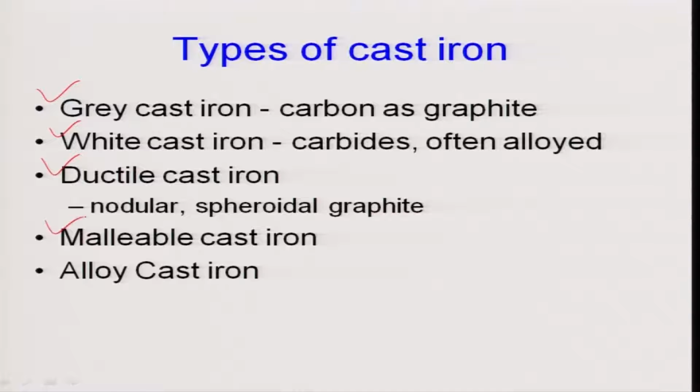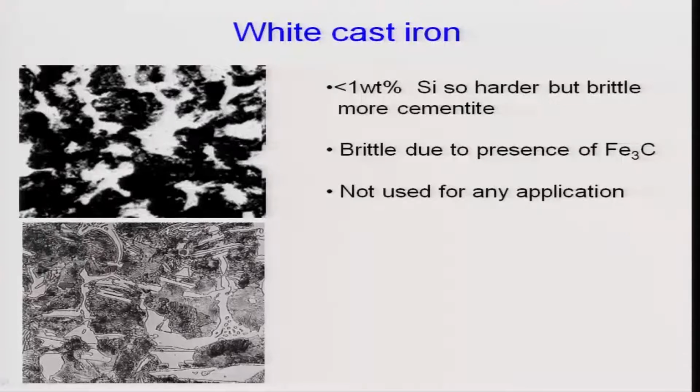The fourth one is malleable iron, malleable cast iron, which is basically a cast iron in which carbon is present as tempered graphite. And the fifth one is alloy cast iron, if you have alloying elements. Okay. So now let us first discuss white iron. We will spend a little bit of time on white iron, but most of the time we will spend on grey iron, spheroidal graphite iron and malleable iron.